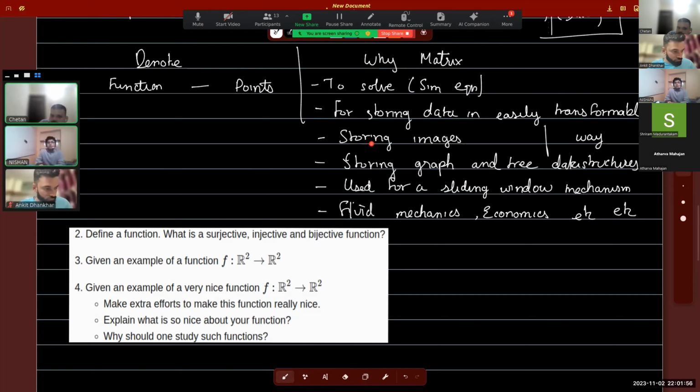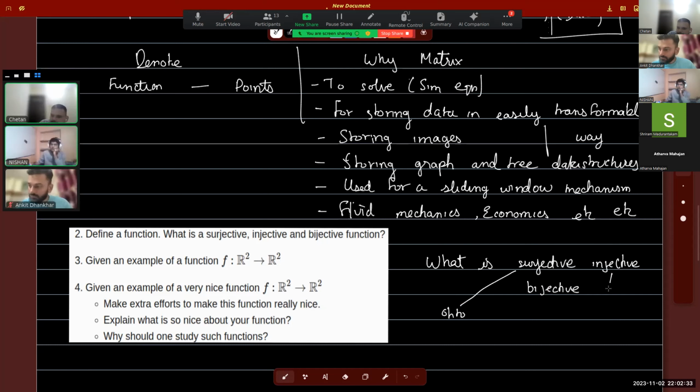Define a function. What is a surjective, injective, and bijective function? Bharat rightly put that the other way to call these terms is that injective is one to one, surjective is onto, and bijective is both one to one and onto. I just need some quick definitions. I know all of you know this. I don't want to repeat this again and again. I just want a quick definition of surjective and injective functions, and we already know bijective is both injective and surjective. So first define functions, and afterwards.